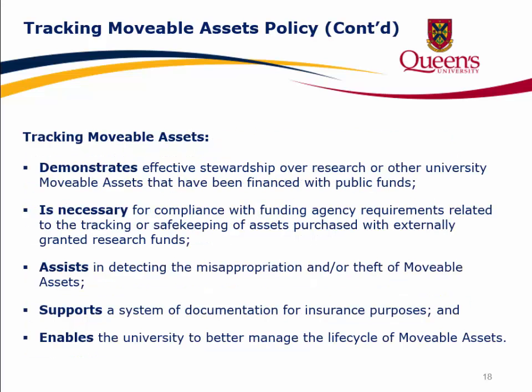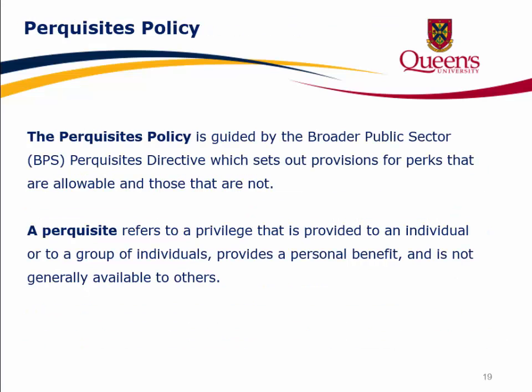Tracking movable assets demonstrates effective stewardship over research or other university movable assets that have been financed with public funds, is necessary for compliance with funding agency requirements related to the tracking or safekeeping of assets purchased with externally granted research funds, assists in detecting the misappropriation and/or theft of movable assets, supports a system of documentation for insurance purposes, and enables the university to better manage the life cycle of movable assets.